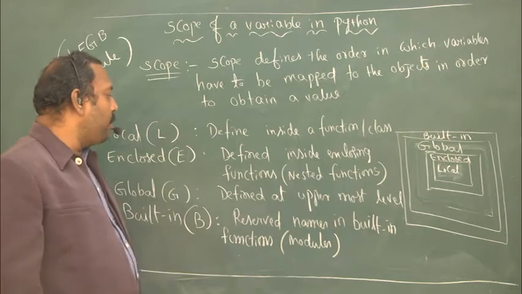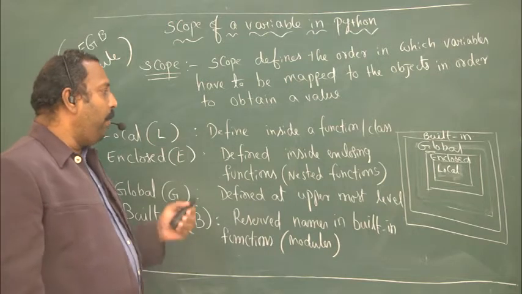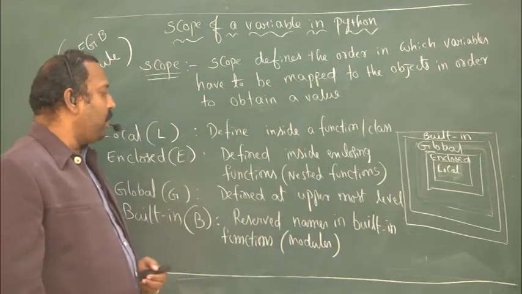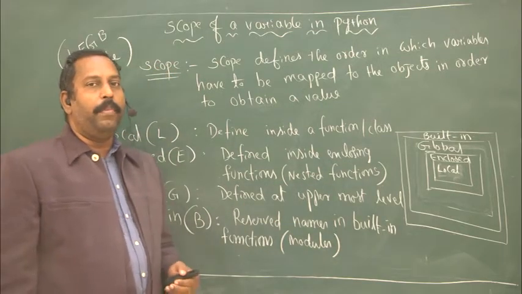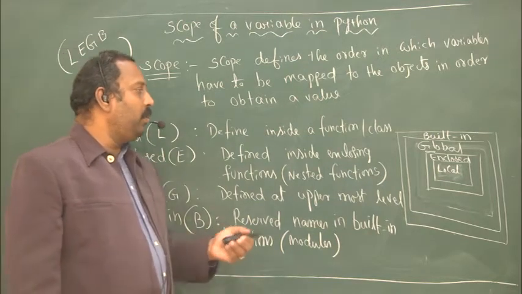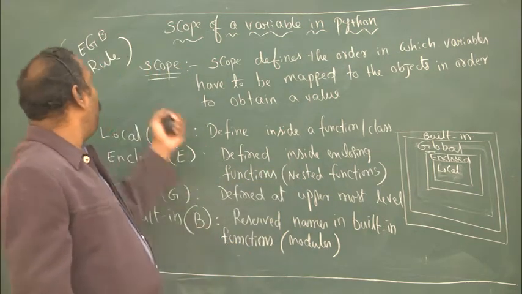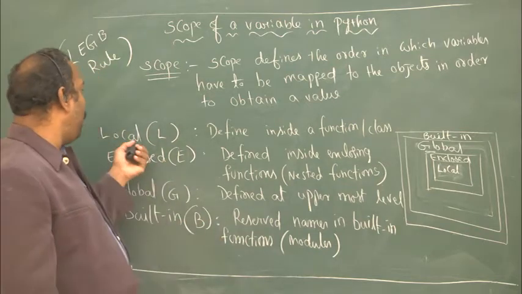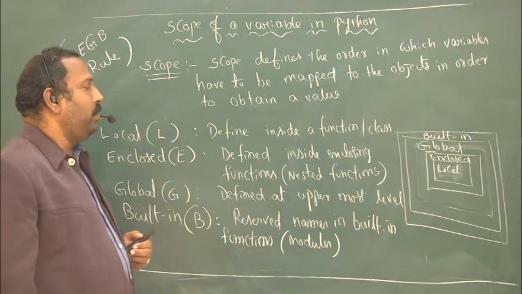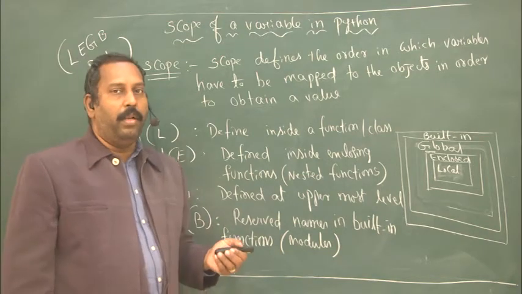And the next one is a global scope. That means it is defined at the uppermost level, which is called a global scope. And the next one is called built-in scope. That means reserved names in the built-in functions are called built-in scope. That means in modules or packages are called built-in scope. So these are the four scopes of a variable that can be identified by this particular rule called the LEGB rule. L means local, E means enclosed, G means global, B means built-in scope. So this is the way of identifying the scope of a variable in Python.